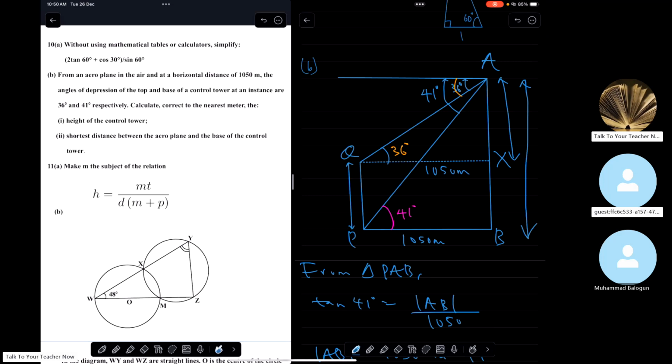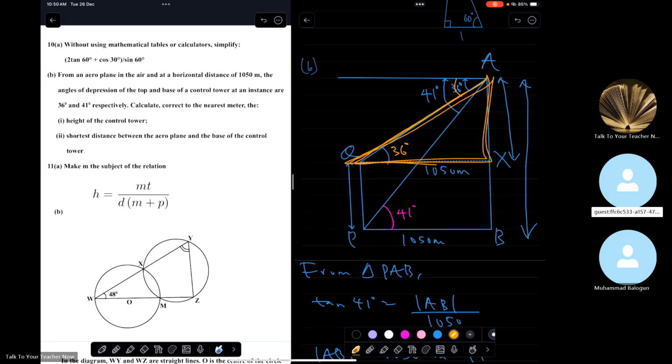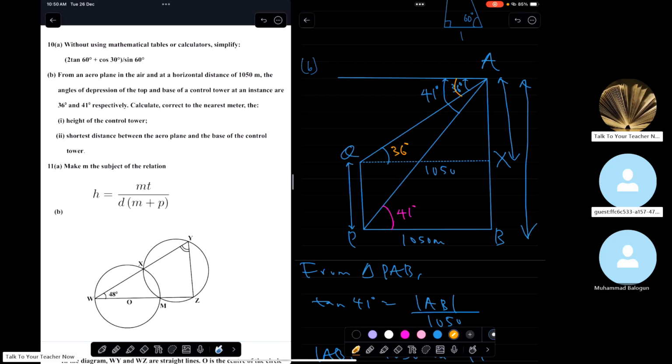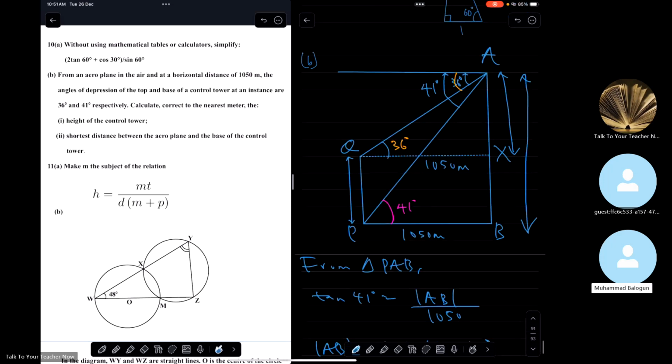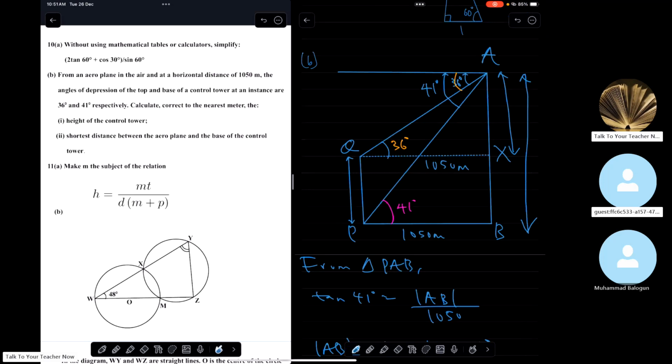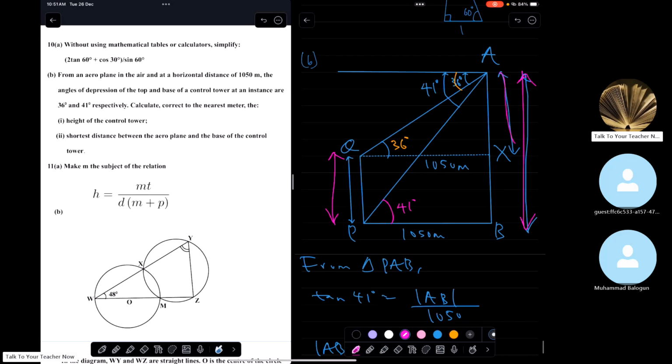From this triangle. Yeah, opposite over adjacent. Beautiful. So tell me, what do I write? Do you understand what we're doing? They said we should find the height of the control tower. We already talked about what we're going to do before we started. The height of the control tower is QP. So we want to find AB and AX, and then subtract AX from AB to get QP. That's the height of the control tower now.